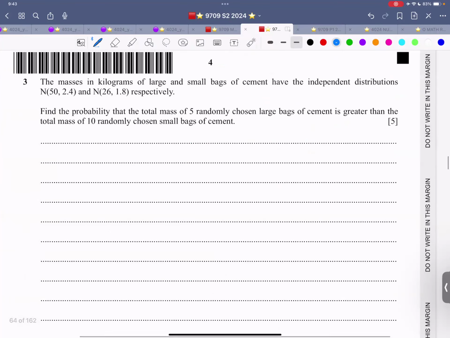Question number 3. Now it says the masses. Let me just get a highlighter over here, a red highlighter and a black pen. So now it says the masses in kilograms of large and small bags of cement have independent distributions, such and such. So let me erase this. This is red and this is red, and this is blue and this is blue. So let me write over here. This is blue. This is red over here. This is for large and this is for small.